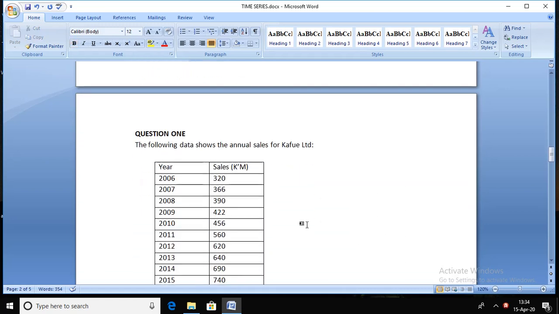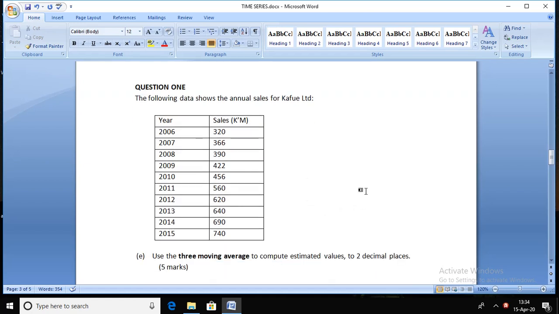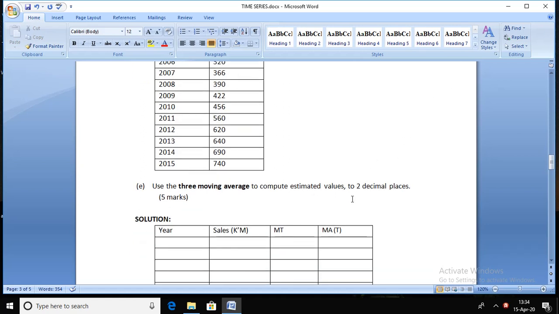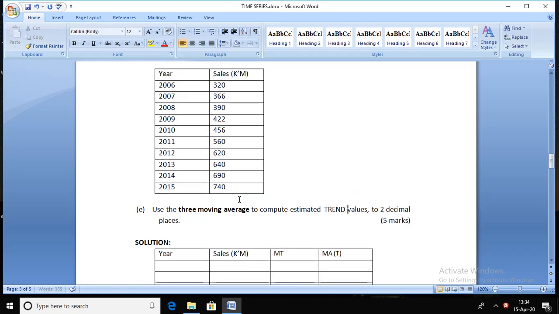So let's look at our first question. The following data shows the annual sales for Kafue Limited. Use the three-point moving average to compute the estimated values to two decimal places, 5 marks. So what are we computing? We are computing estimated trend values by the moving average method. So, the 3-point moving average method.